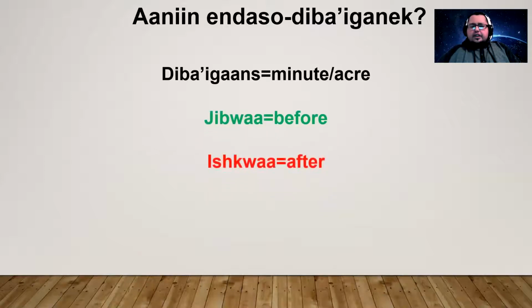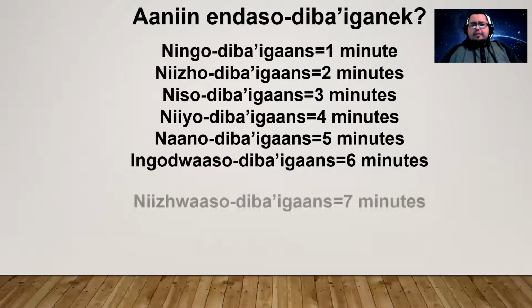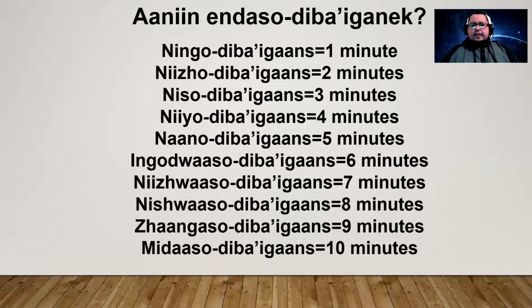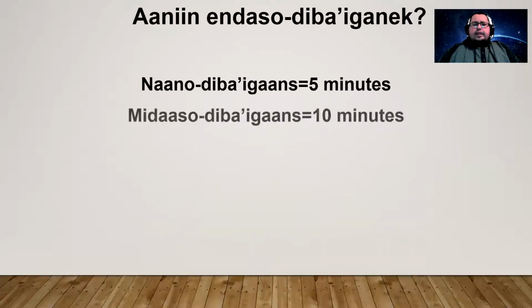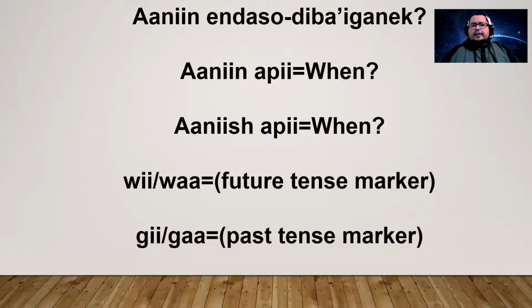Okay, so we're going to use our diba'igants again, using our minutes. Jibwa, ishkwa. Jibwa is before, ishkwa is after, and I think I color coded everything again. I'm not too sure. We'll look at it when we get to that spot. And today, here's some new vocabulary we're going to see. Oh, there's our minutes. Go through that real quick. If you want to, you can pause here and learn how to say those ones again or go back to lesson 27. And then we went through 5, 10, 15, 20, 25 minutes and 27. And here's our new ones today.